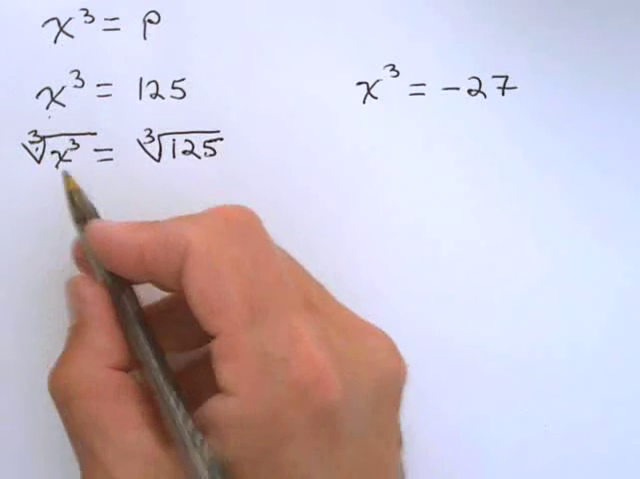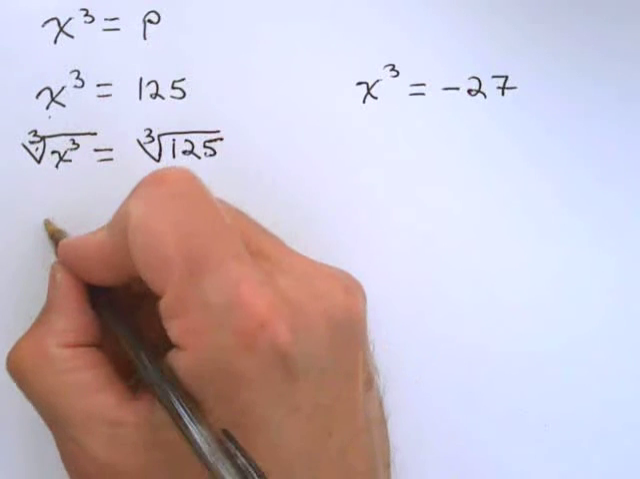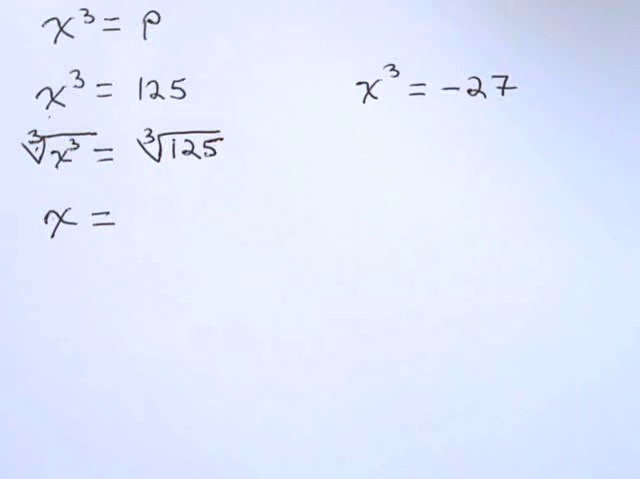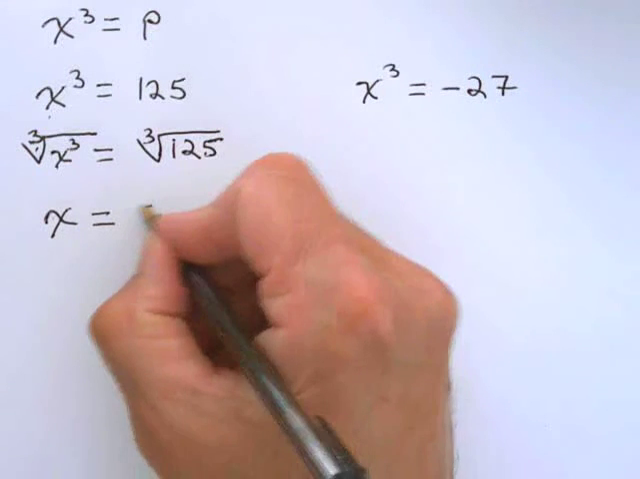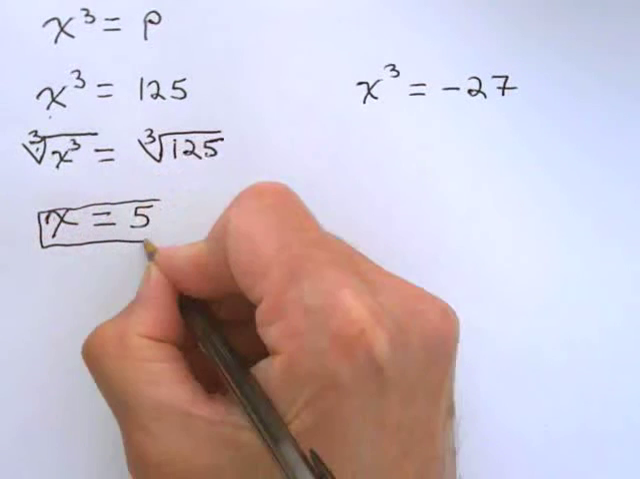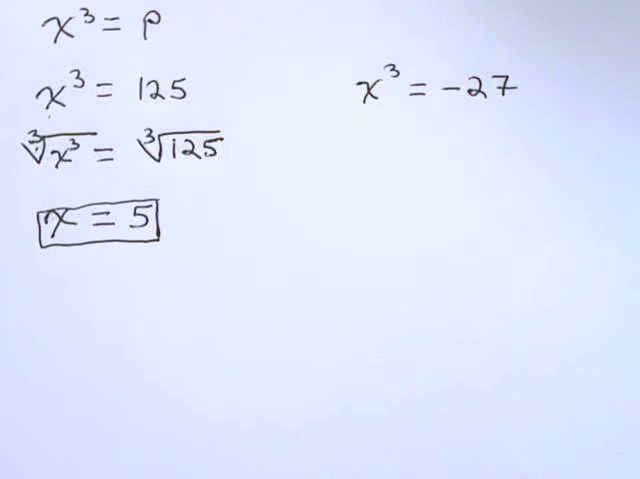All right, so what's the cube root of x to the third power? It would be x. And I'm looking for a number multiplied by itself 3 times that would be 125, and that would be 5. X equals 5, because 5 multiplied by 5 is 25. That's 5 squared. Multiply that one more time by 5, and that would be 125.